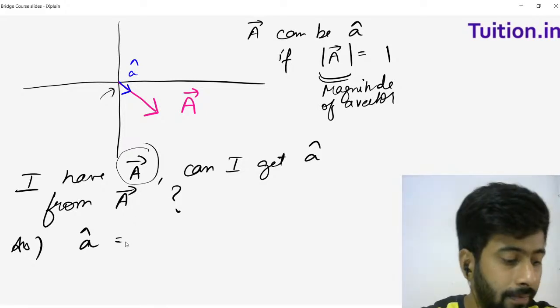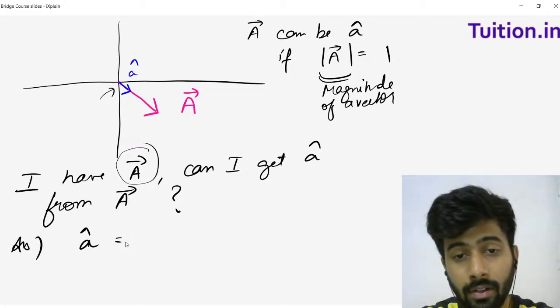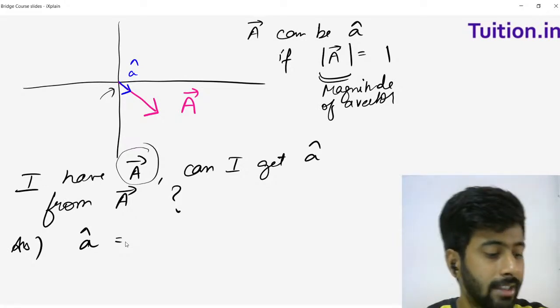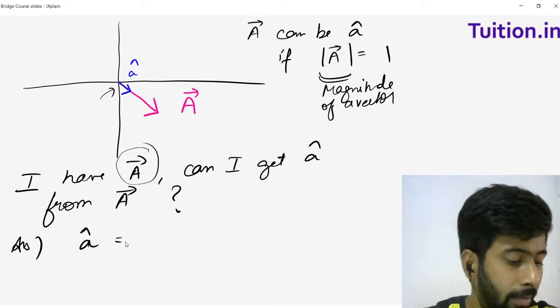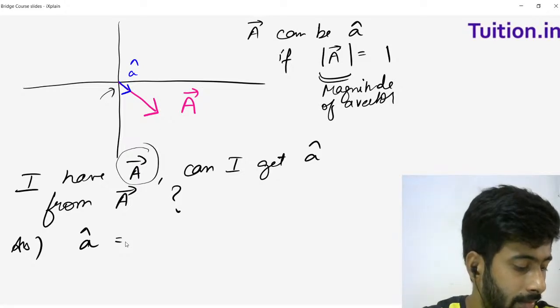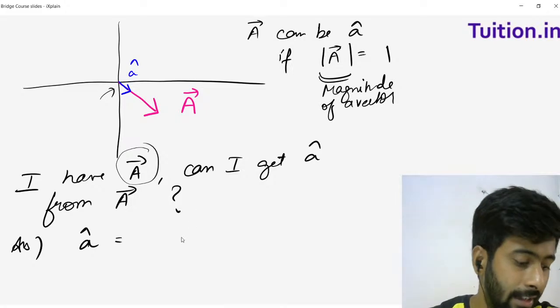Can somebody type in? Instead of drawing the arrows, you can say bar. Instead of doing mod of a, you can just type mod a. So can somebody type the answer: how to get a cap if you have a bar? Maybe people are struggling to type, so I will type it myself.